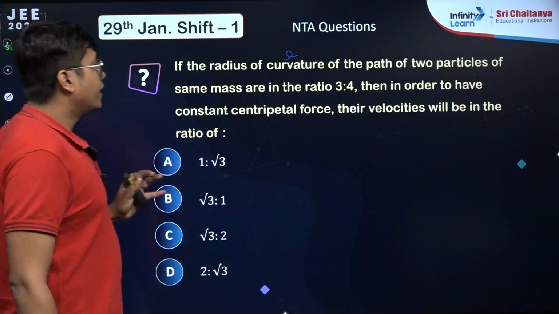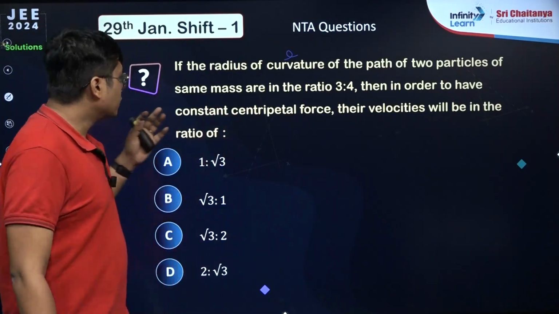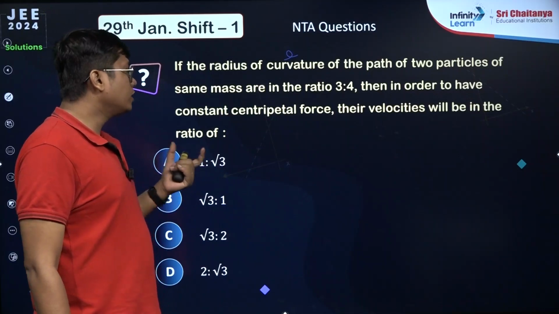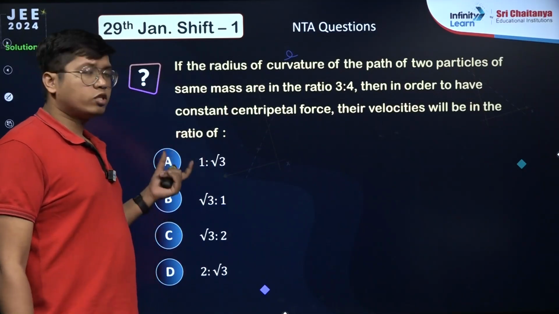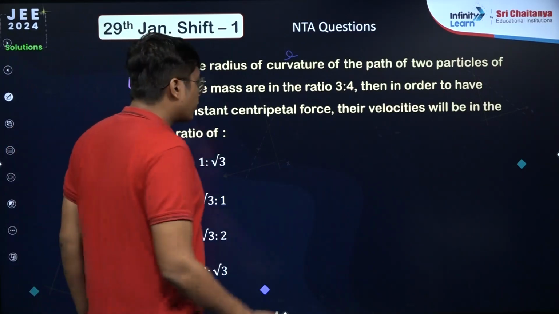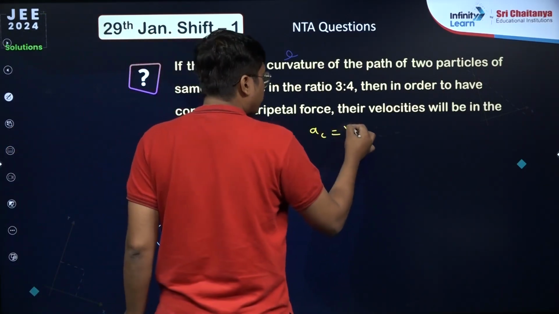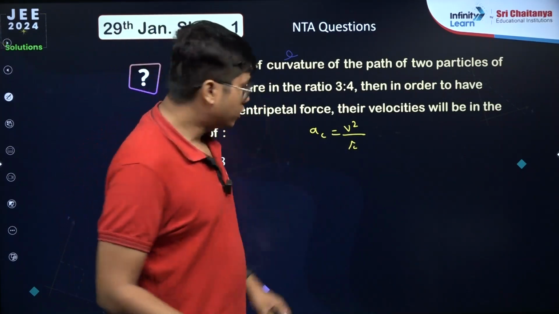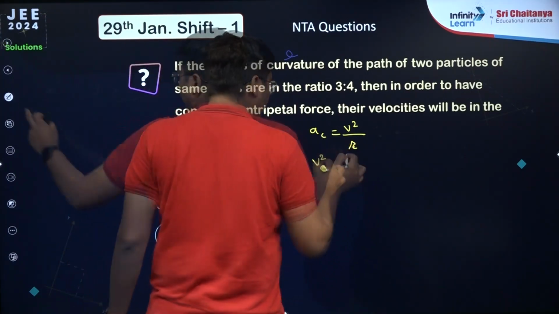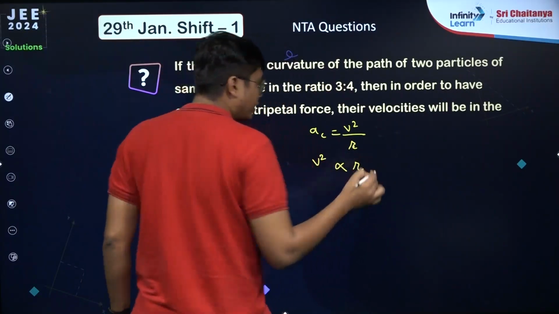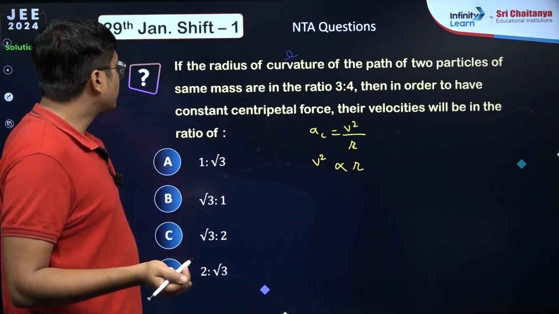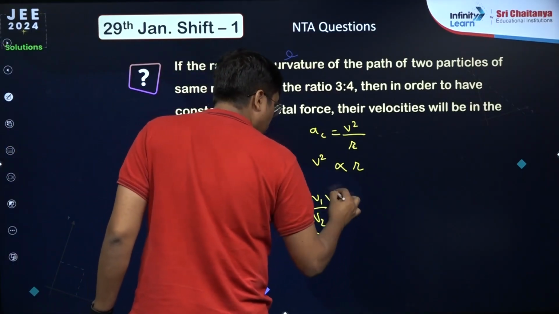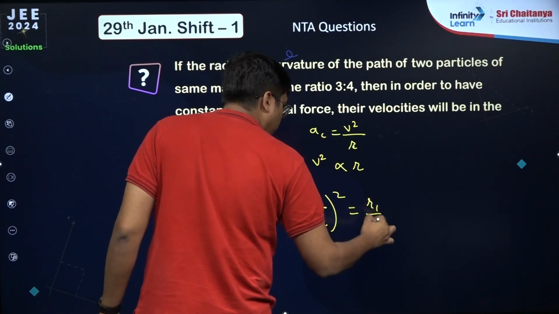Next question says if the radius of curvature of the paths of two particles of same masses are in the ratio of 3:4, then in order to have constant centripetal acceleration, their velocities will be in the ratio of what? So we know centripetal acceleration is v square by r. If the centripetal acceleration is constant, then we can tell clearly that v square is proportional to r, which just means that v1 by v2 whole square would be equal to r1 by r2.